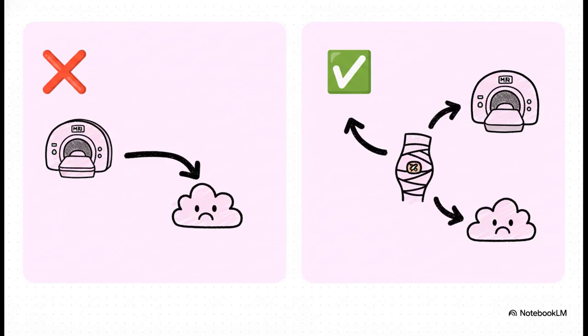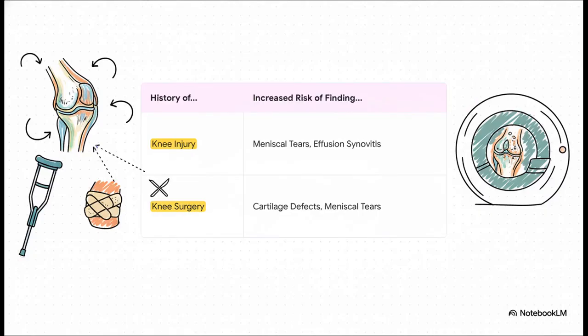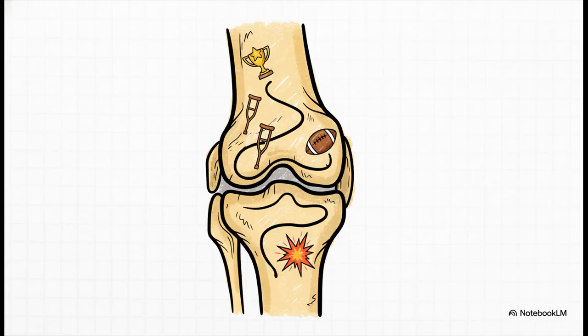It's not a straight line from finding to pain. Instead, an injury happens, and that injury causes both the pain and the changes you see on the MRI. And this chart really proves it. Past injuries and surgeries are directly linked to these specific findings. So a better way to look at an MRI is like a roadmap. It just shows the wear and tear of a career.